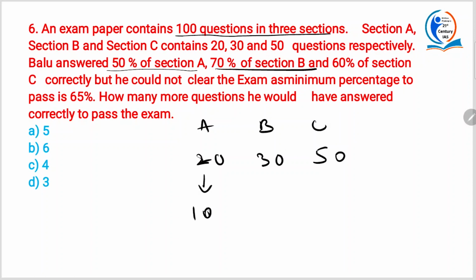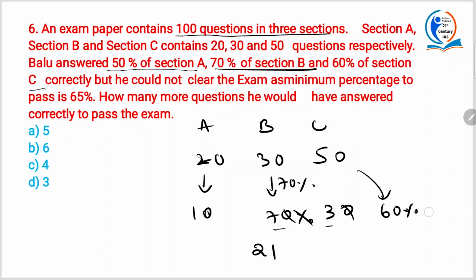Now 70% of B. 70% of 30. I told you in the previous session, 70% of 30 means 1 percentage and 2 zeros will go. So the resultant answer is 21. Alright. And 60% of section C. Now what is 60% of 50? 60% of 50. See, 60% of 50 or 50% of 60. The answer is same. Did you understand my point?